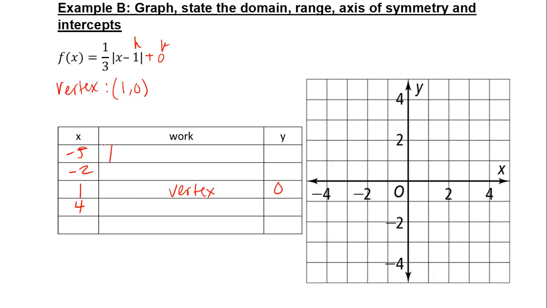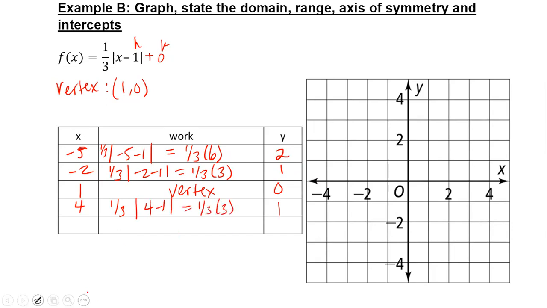So when I plug in, I have 1/3 absolute value of -5 minus 1, that equals 1/3 times 6. Is that clear, class? All right, that's going to give us 2. I'm going to plug in 1/3 absolute value of -2 minus 1. That's going to give us 1/3 times 3, which equals 1. I'm going to have 1/3 absolute value of 4 minus 1. That's going to equal 1/3 times 3. That's going to give us a 1.